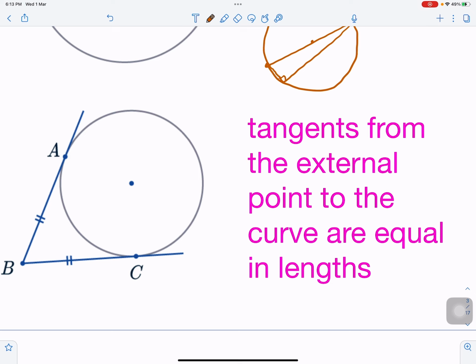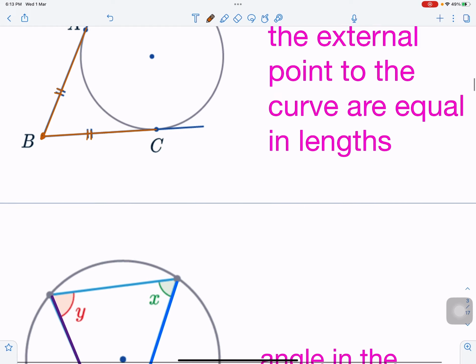Now let's see another very important property: tangents. You know what tangents are. The lines AB and BC are tangents from the external point B. Tangents from an external point to the circle are equal in length. If this point is B and I draw one tangent to A and another tangent to C, then BA and BC are equal in length. This is the property here.